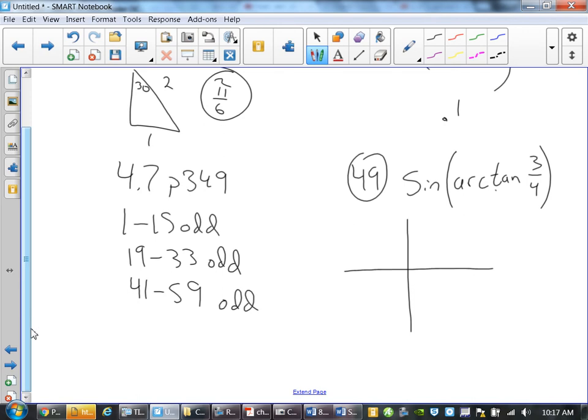Tangent. What angle has a tangent of 3/4? Well, tangent is opposite over hypotenuse. Or excuse me, opposite over adjacent. So if I place theta, this would be my opposite. This would be my adjacent. Remember that creates the right angle. What's the hypotenuse? 5. So what's the sine of the angle that has 3/4 as a tangent? 3/5. Go to the next problem. That's easy. The sine of the angle that has an arctan of 3/4 is 3/5.